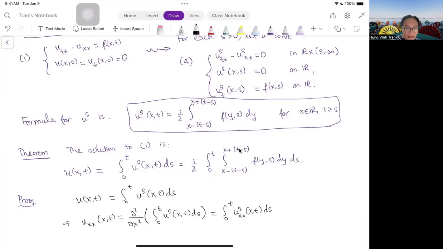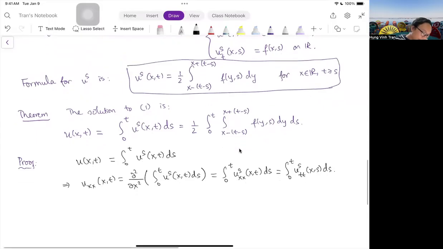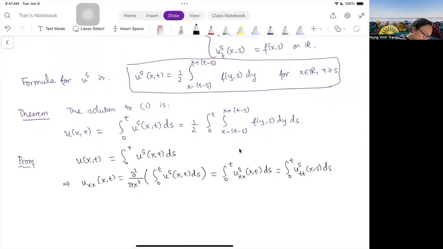Okay. And because u^s solves the wave equation, this is equal to the integral from 0 to t of u^s_tt(x,t) ds. So that is known. Now, computing the derivative with respect to t is more complicated because t appears both inside and also on the integral. So we need to compute with care, right?